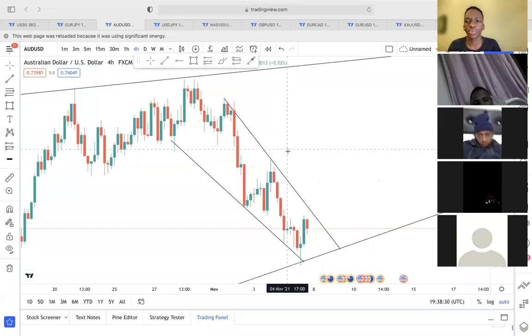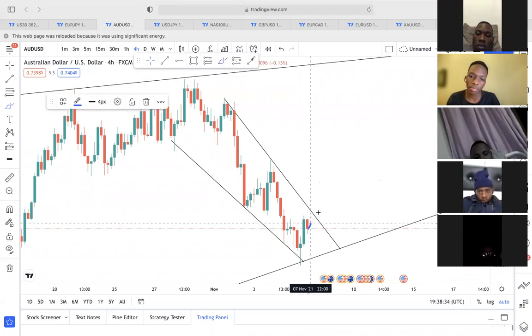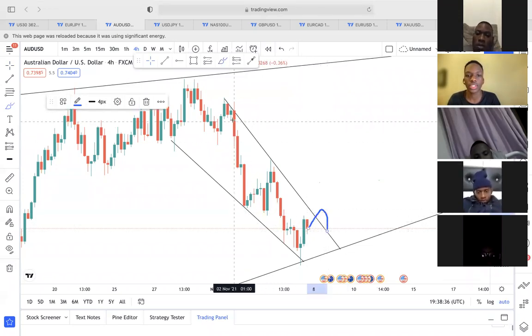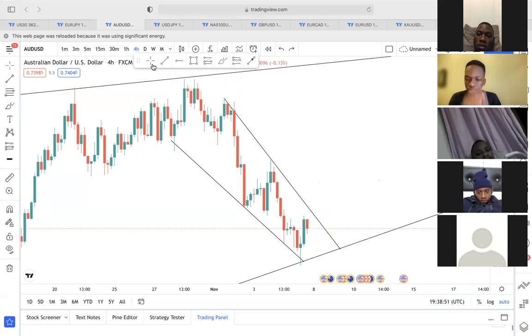We need some sort of valid setup. So for example, a valid setup would be a breakout and retest of this downward trend line, because this downward trend line has 1, 2, 3 touches. You check. So then the retest of this trend line will be confirmation to go long. Or if you're more of a risky trader, you can enter on this setup. So you can enter on this pattern over here.